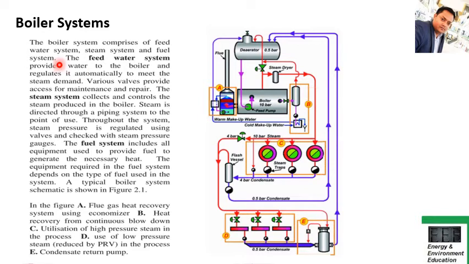Then you can see here the feed water system provides water to the boiler. So what is feed water all about? That also is very important. And the steam system collects and controls the steam produced in the boiler directly through a piping system to the point of use. Throughout the system, steam pressure is regulated using the valves and checks. So all this explanation you should understand about this picture. I'm not going to explain the entire thing again here, but you should understand the different parts asked in this picture, A, B, C, D, E, and they may ask you to give a brief explanation about the functioning of these 5 parts, or you can say areas, in this particular picture, friends. This is all about the picture which may be asked in the exam, friends.